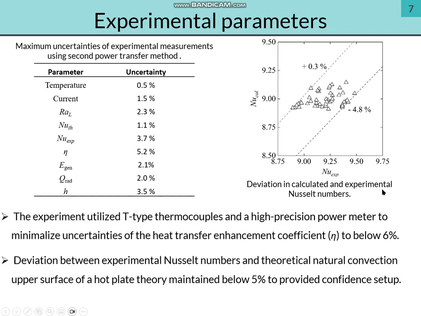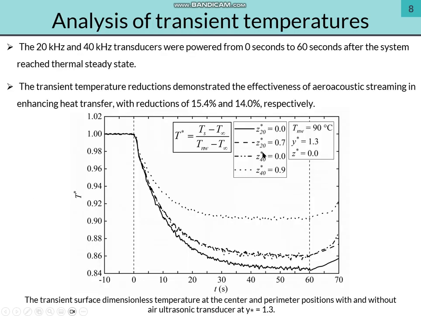The uncertainty analysis used the second power method. The maximum uncertainty in the heat transfer enhancement coefficient was less than 6%. For the validation, deviation between the experimental and the theoretical Nusselt number was less than 5%. This confirms the setup reliability.